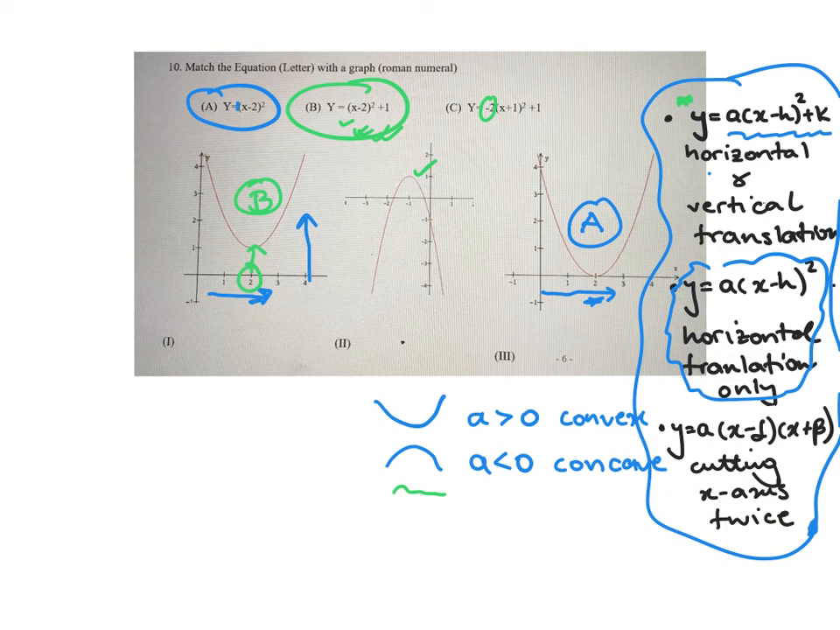And then looking at translations, it looks like it has been shifted up and shifted to the left 1 unit each. So up by 1, yep, that's the one here, beautiful. And then 1 unit to the left, so that's the one here, beautiful. So this one is matching C. And that would be all for that.